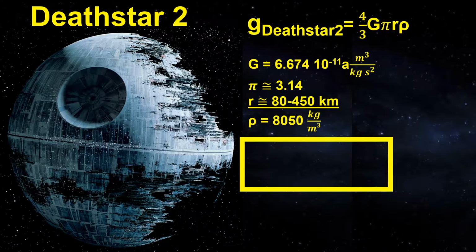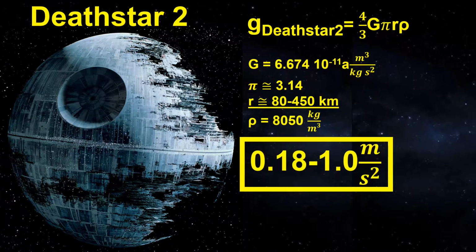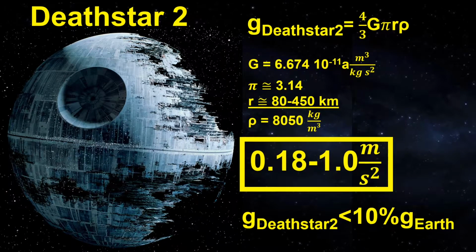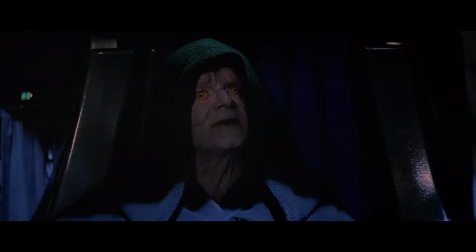How much bigger? Well, there's a very large range. People have estimated it to be between 80 kilometers to 450 kilometers in size. This leads to an upper estimate of gravity on the second Death Star to be as much as 1 meter per second squared. This is close to 10% of Earth's gravity, or nearly 5 times more than the first Death Star. Or at least it would have been if all the holes were closed. But it was, after all, a fully armed and operational battle station.